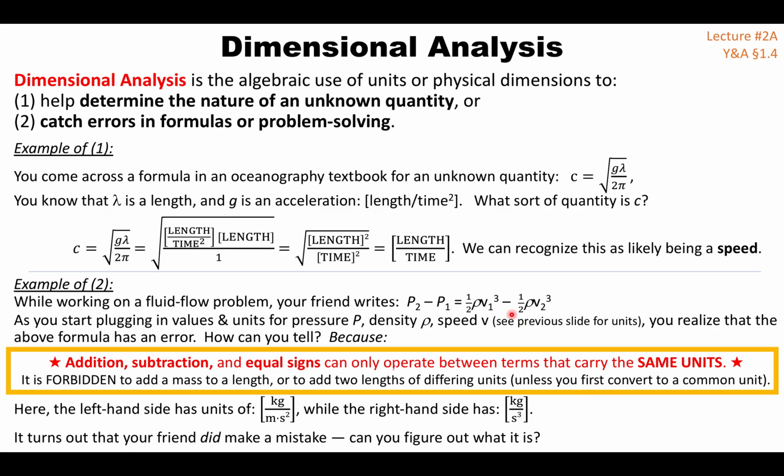So I'll give you a hint. It has something to do with the powers on the two speeds right here. But I'll let you try and figure out what those powers are supposed to be. They're not supposed to be cubed.